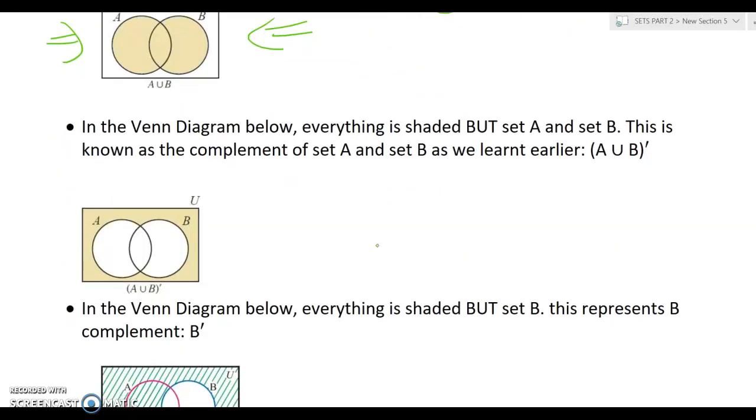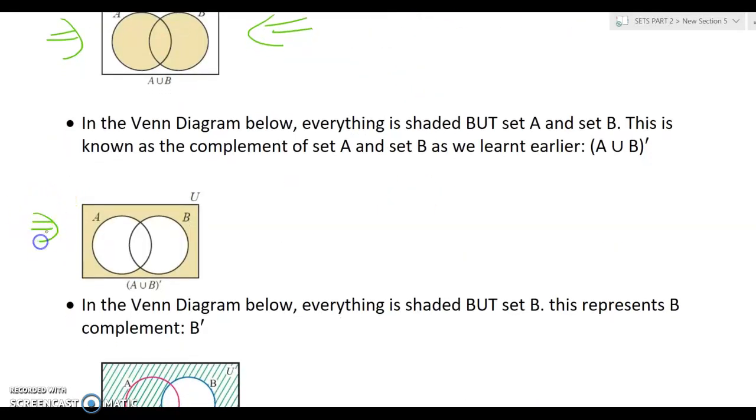Let's get the Venn diagram down here now. In this Venn diagram, everything is shaded but set A and set B. You'll see everything outside set A and set B is shaded. So this is the complement of A union B. Remember, we learned that as well in the previous video.